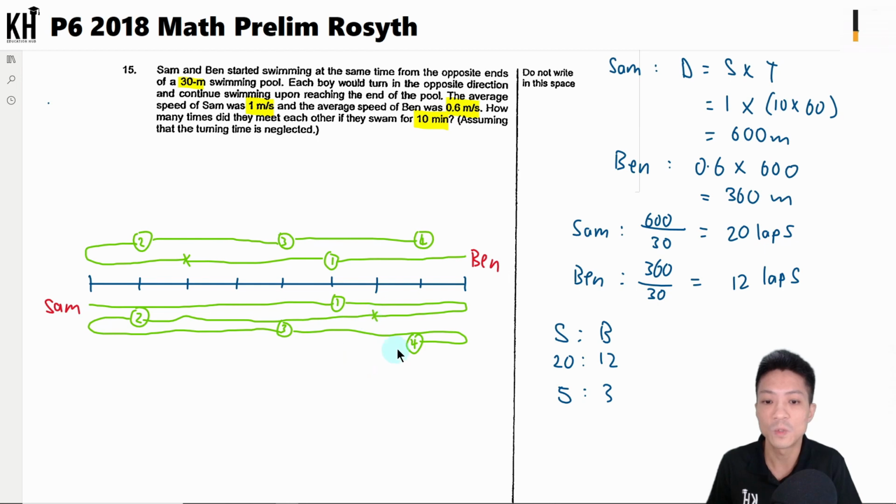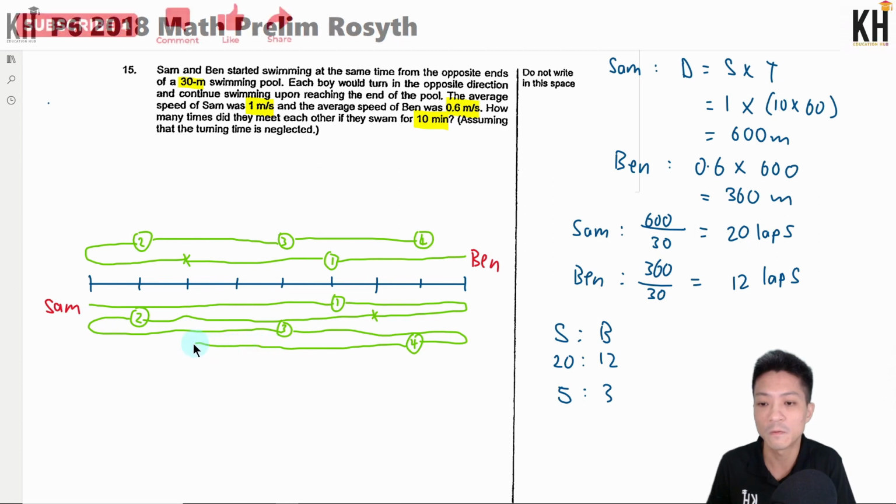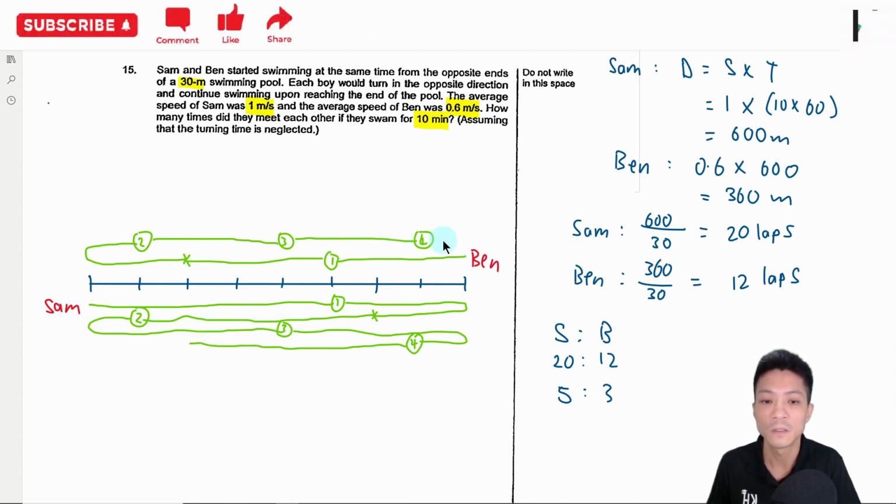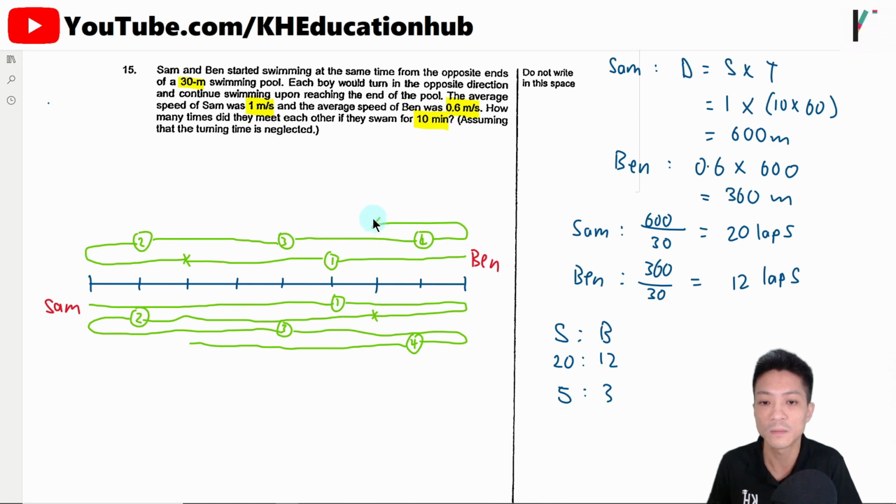Okay, and then Sam will swim another 5. 1, 2, 3, 4, 5. Ben will swim 1, 2, 3. Okay, they do not meet each other.